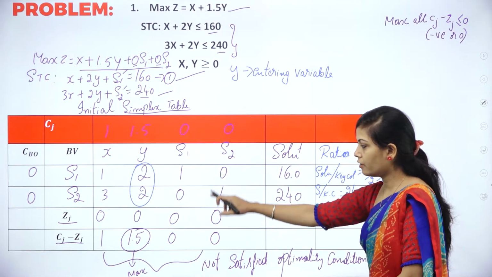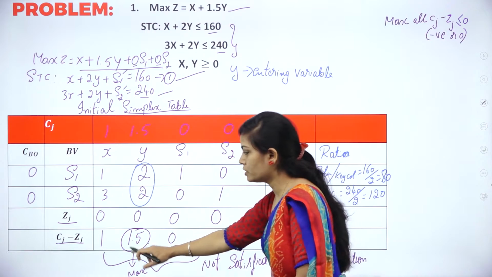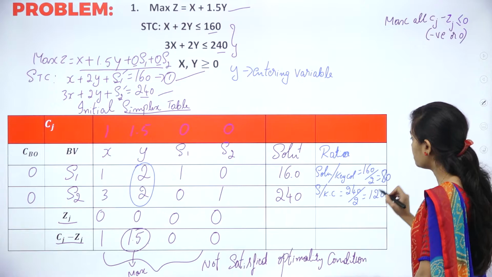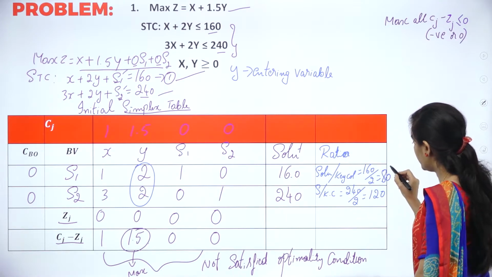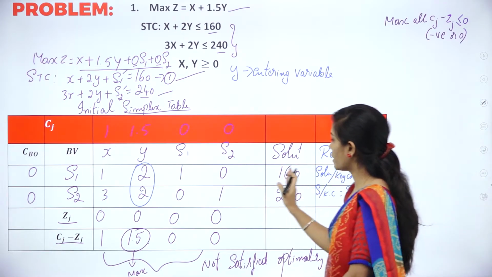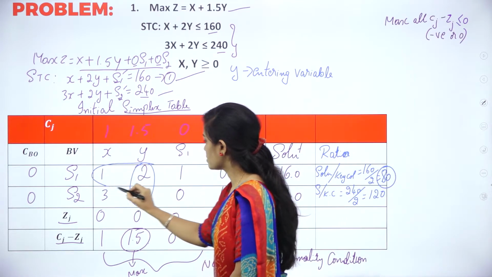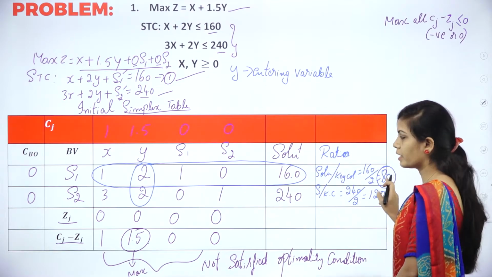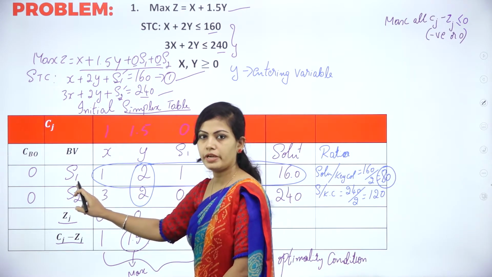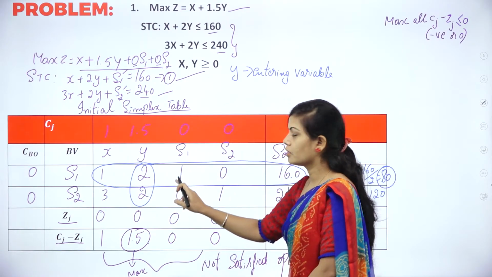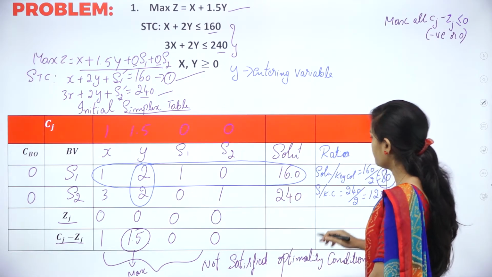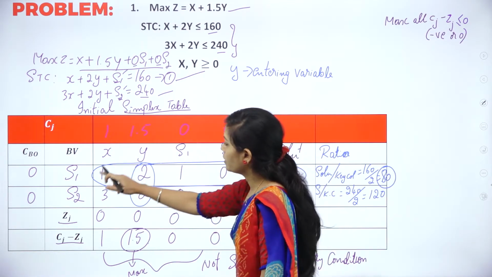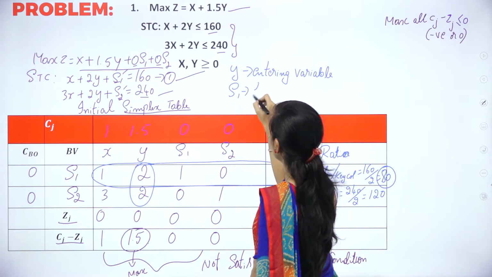For finding the key column, we have to find the maximum value in Cj minus Zj. For finding the key row, we have to select the minimum value in the ratio. So, the minimum value is 80. This is my key row. This 80 comes under the S1 variable. So here the key column is Y and the key row is S1. S1 means it is the leaving variable.